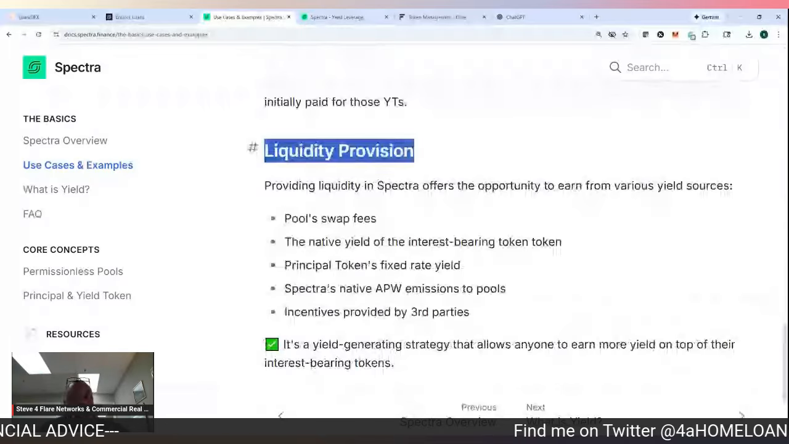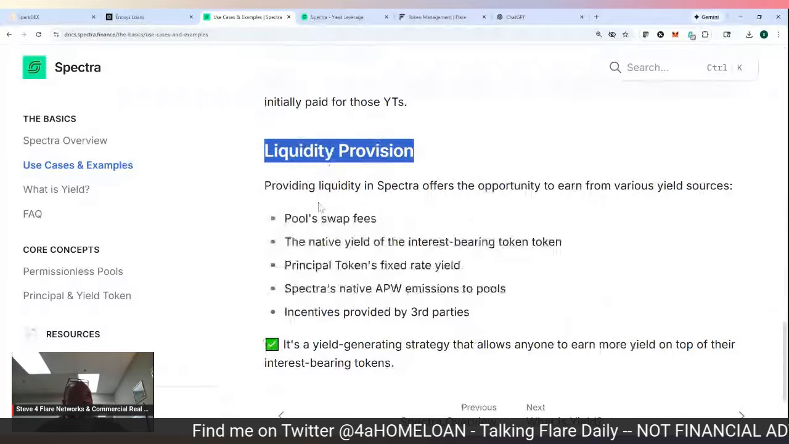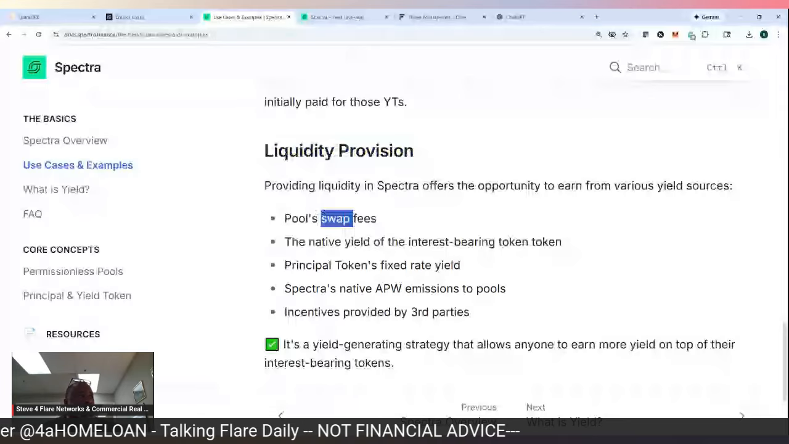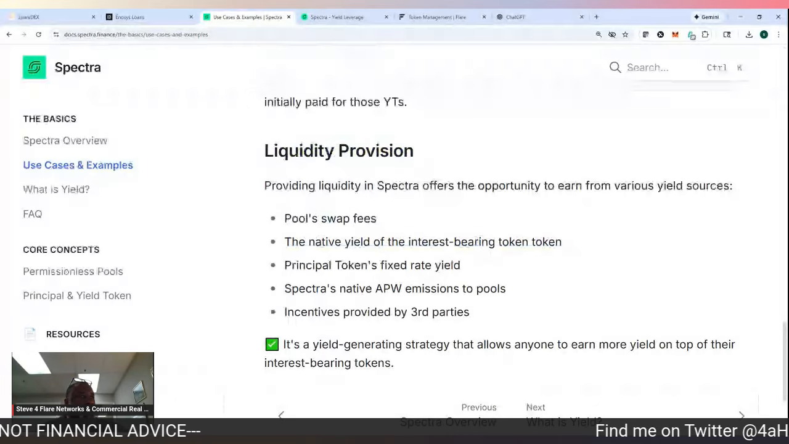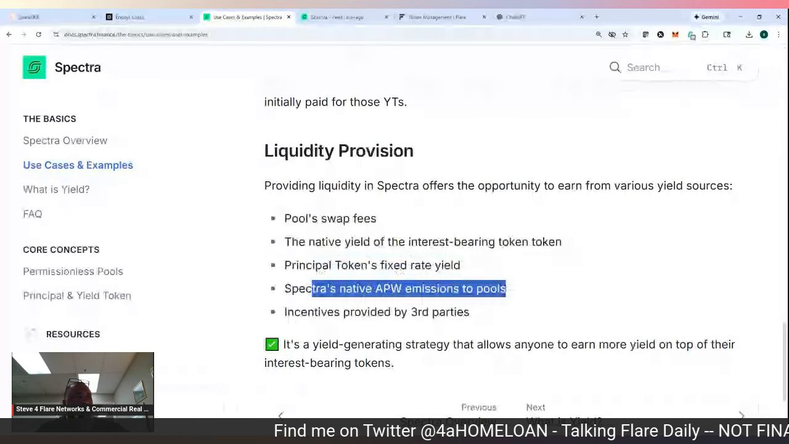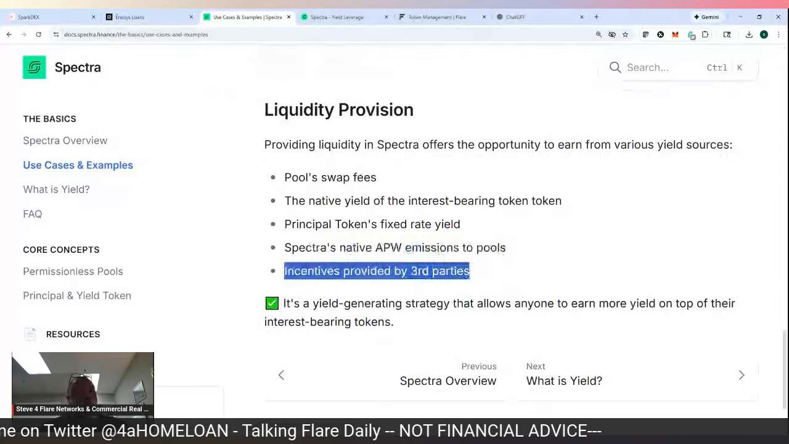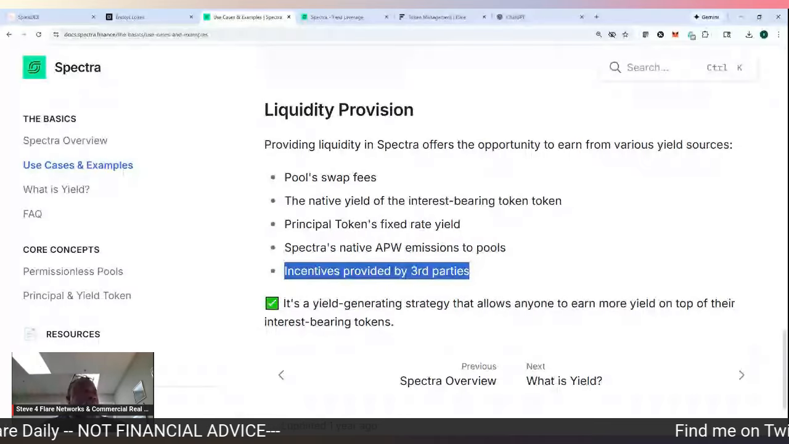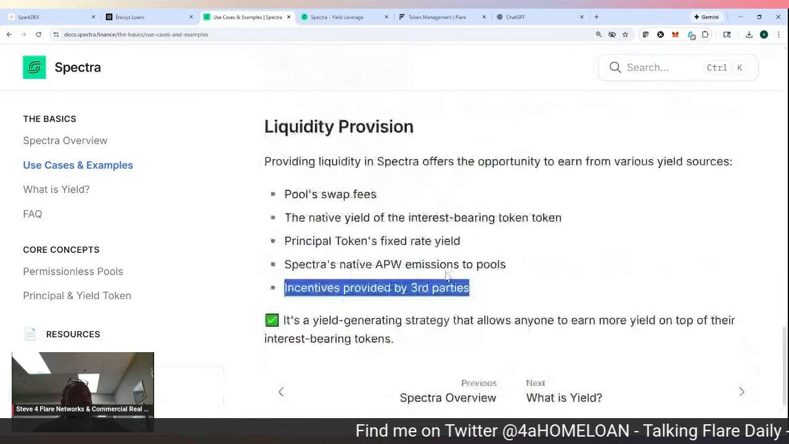And then, of course, the third option and opportunity on the platform is liquidity pools, or liquidity provision. Providing liquidity in Spectra offers the opportunity to earn from various yield sources: pool swap fees, the native yield of the interest-bearing token (sFLR is a native interest-bearing token), the principal token fixed rate yield, Spectra's native APY emissions to the pools, and then incentives provided by third parties. What incentive is provided by third parties, you ask? rFLR. rFLR is the incentive provided by the third parties. FLR would be the third party, okay? So these are the different options that Spectra provides.